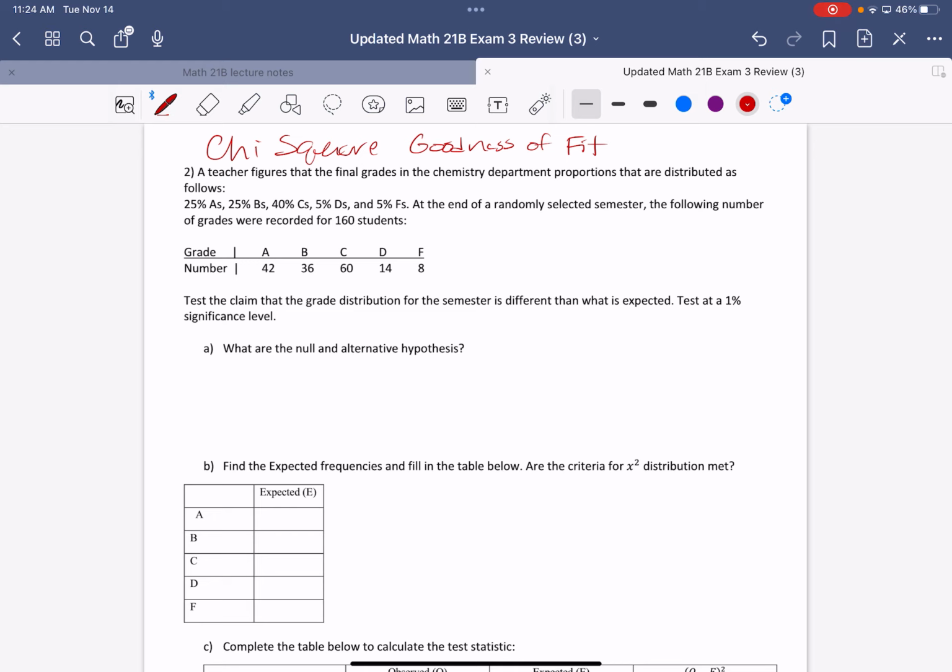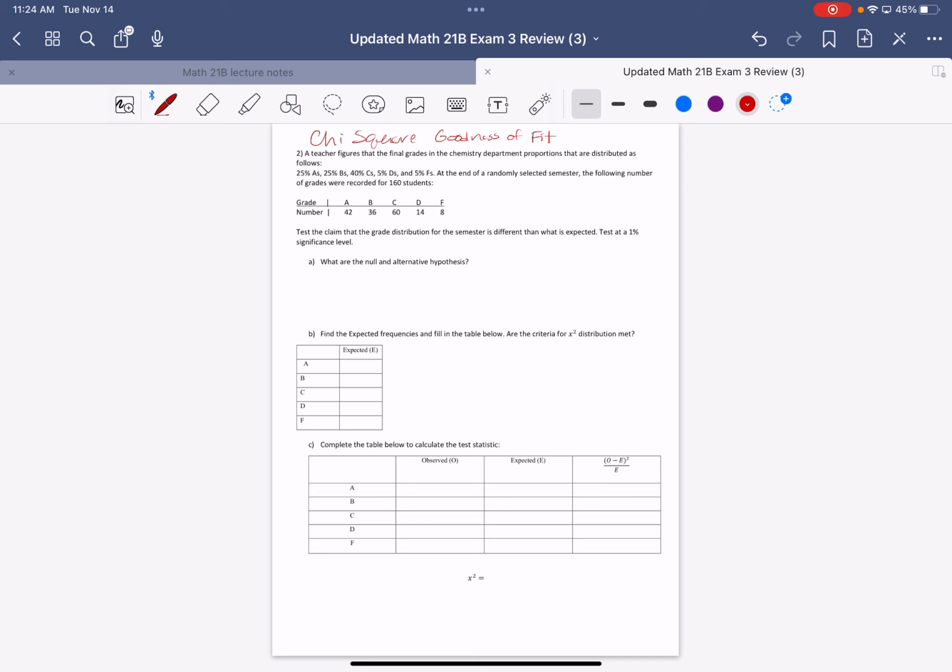Now, again, let's say you're totally stumped and you just don't recognize what type of problem it is at all. Take a look at what type of questions I'm asking of you. Look at this table down here. In this table, I want you to fill in the observed, the expected, and the contributions. This table will only appear for a chi-square goodness of fit problem. Okay? So it's kind of like a little hint, like the questions itself.